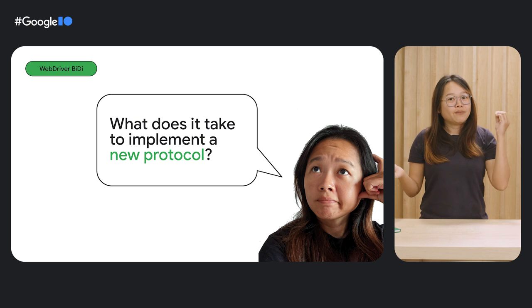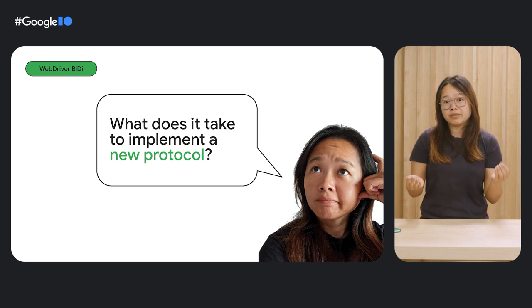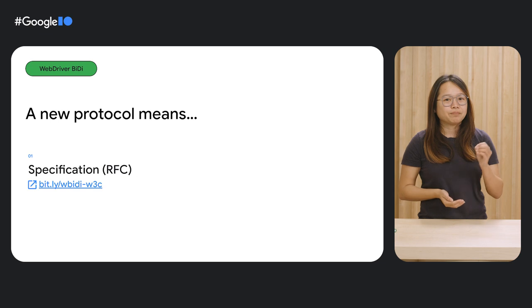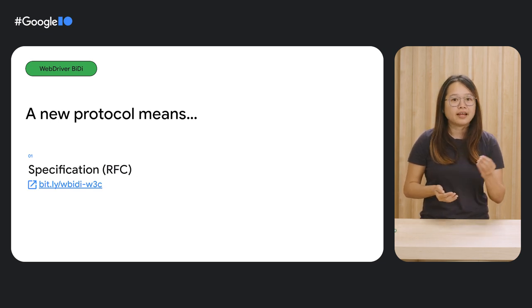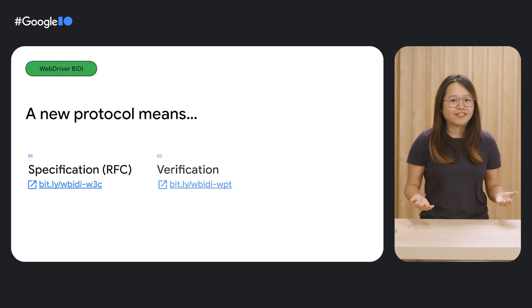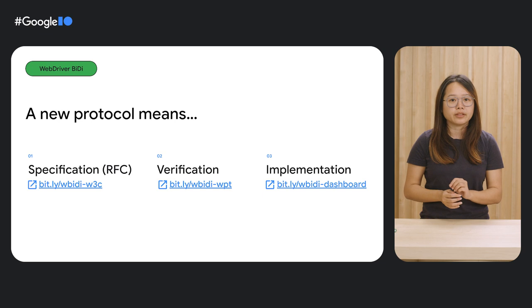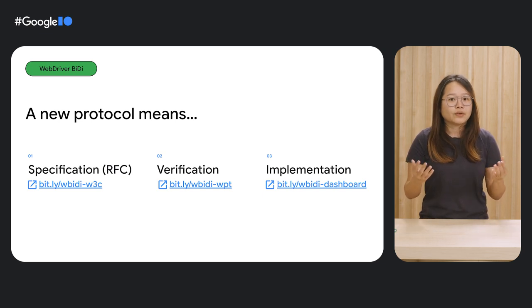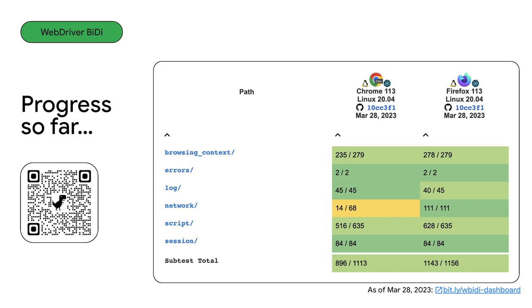So, what does it take to establish and implement a new protocol? It takes a huge effort from various vendors working together. The process begins with a public specification and a request for comments, giving everyone a chance to chip in. After the specs are finalized, the next step is verification. This involves creating a shared test suite that all browsers can run to ensure their implementations are correct and compatible with each other. Finally, it's time for implementation.